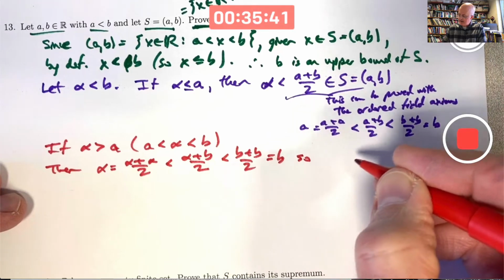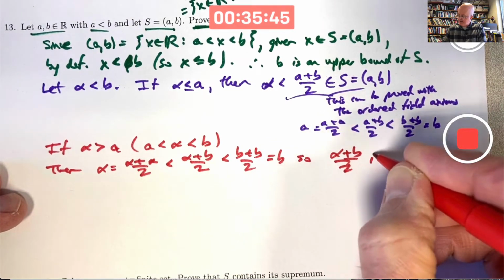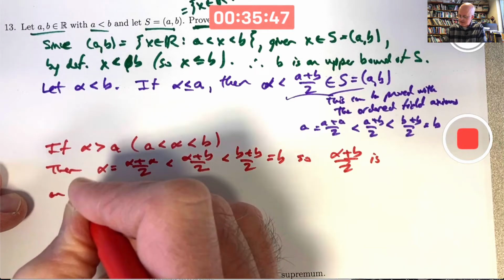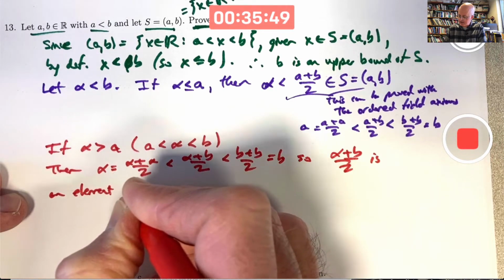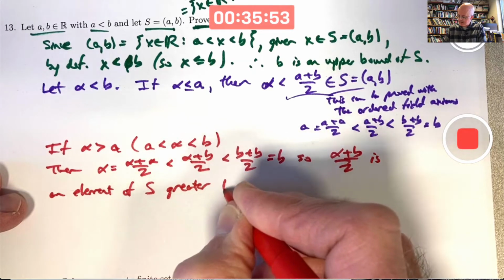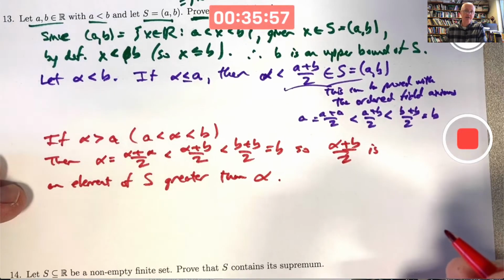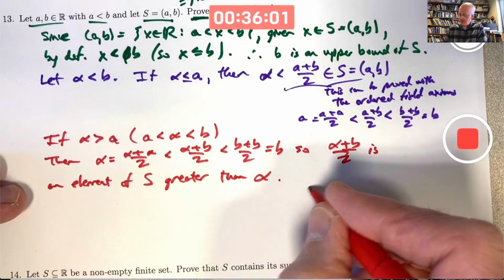So (alpha + b)/2 is an element of S greater than alpha. And that means alpha is not an upper bound of S. We're done. QED.